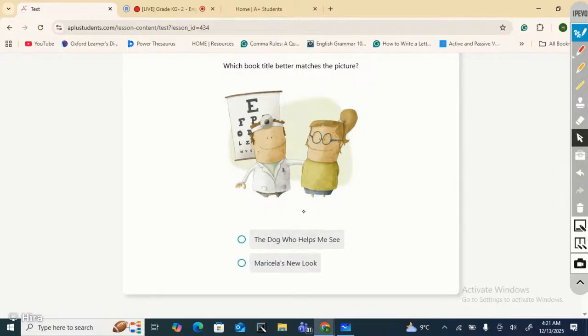Is there any dog? No, there's actually a doctor. So the first one doesn't seem appropriate or suitable. Maricella's New Look. Yes.